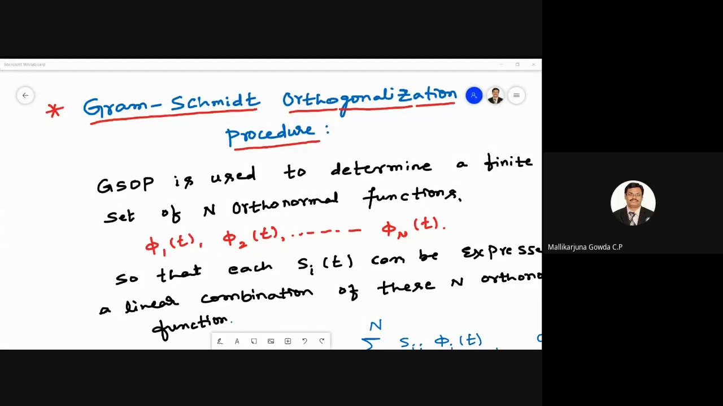With that understanding, I started explaining the procedure, that is how to determine the basis functions. I told the procedure for finding phi 1 of t, then phi 2 of t. Now, let me generalize how to determine phi i of t, meaning any value of the basis function.